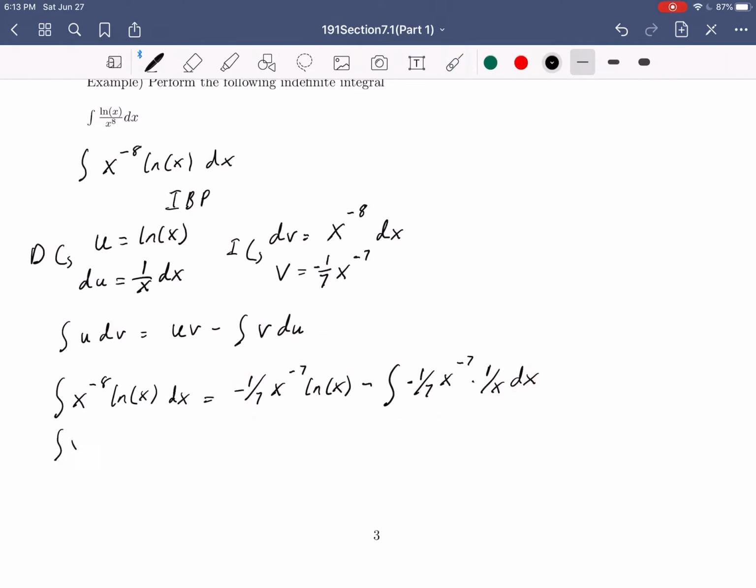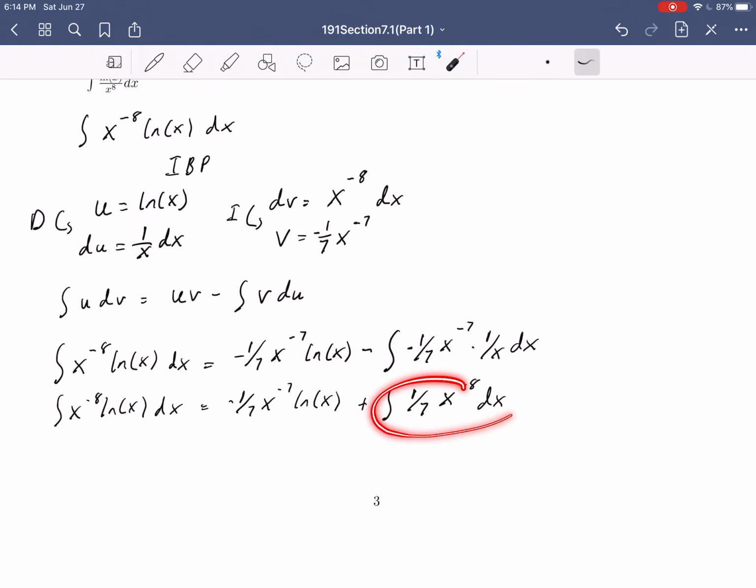We get the integral of x to the minus 8 ln x dx is minus 1/7 x to the minus 7 ln x. Looks like we get plus the integral of 1/7 x to the minus 1 times x to the minus 8 dx. Okay, hopefully this is an integral we know how to do. If not, we might have to try a different combination or some other technique. But of course, this is just power rule, so we're all good there.